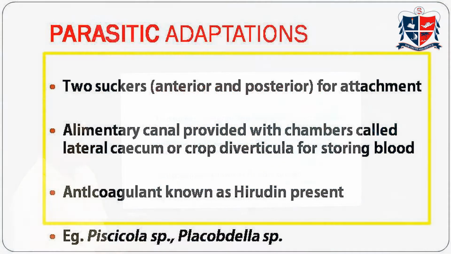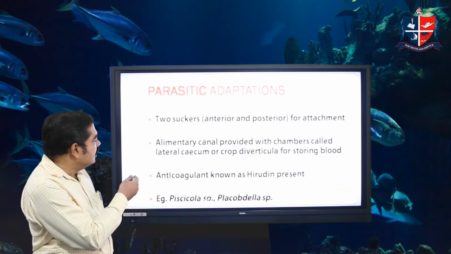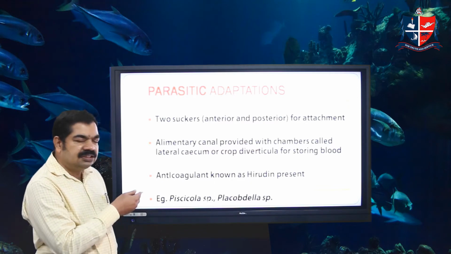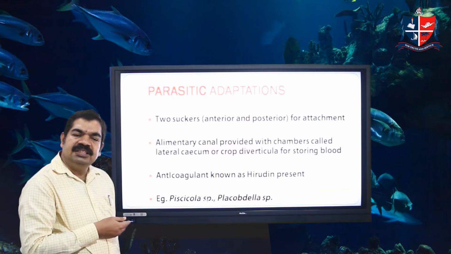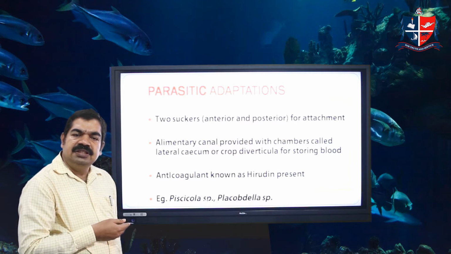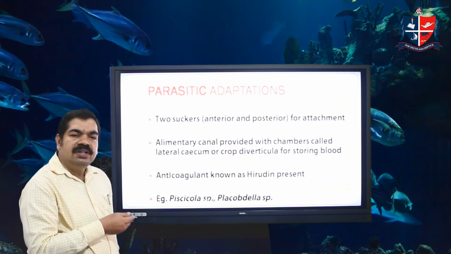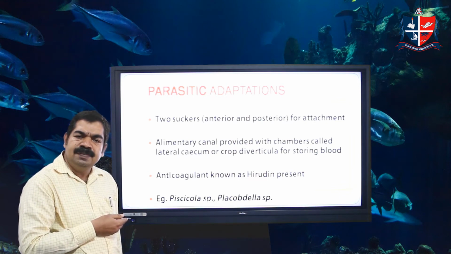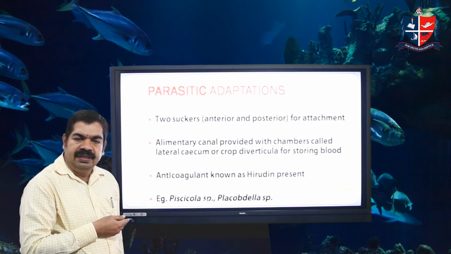And coming to the parasitic adaptation of leeches. The first point is that two suckers are present in leech. The suckers are commonly called the anterior sucker and the posterior sucker. So these two suckers are used by the leeches for their attachment with the host body.